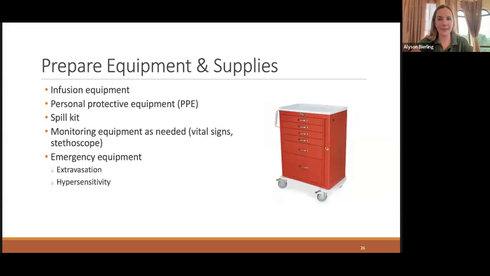All right, some equipment and supplies we want to make sure we have on hand. Our infusion equipment, so an IV pole, IV lines, personal protective equipment, a spill kit in case of a chemotherapy spill, monitoring equipment such as a vital signs machine, maybe a stethoscope, and then emergency equipment so that we are prepared in the case of extravasation, which we'll talk more about soon, and hypersensitivity.